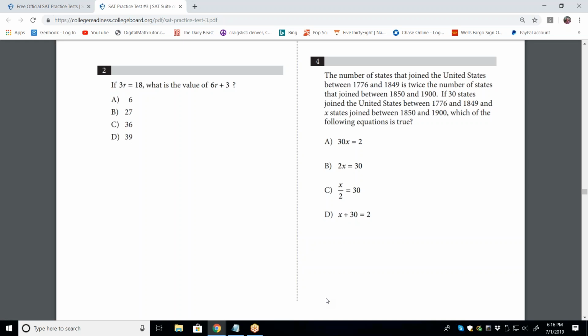Okay, I want you to solve for x in A. That's the only thing I want you to think about. Forget the question, just solve for x. How do you solve for x in A? Right now you got 30 times x equals 2. So how do you solve for x?